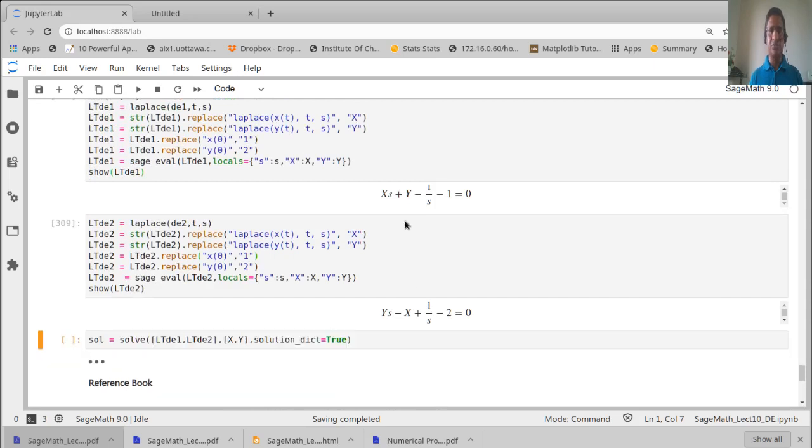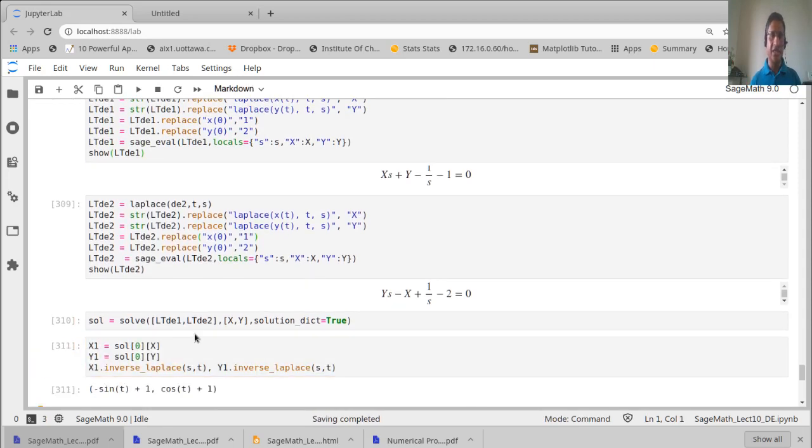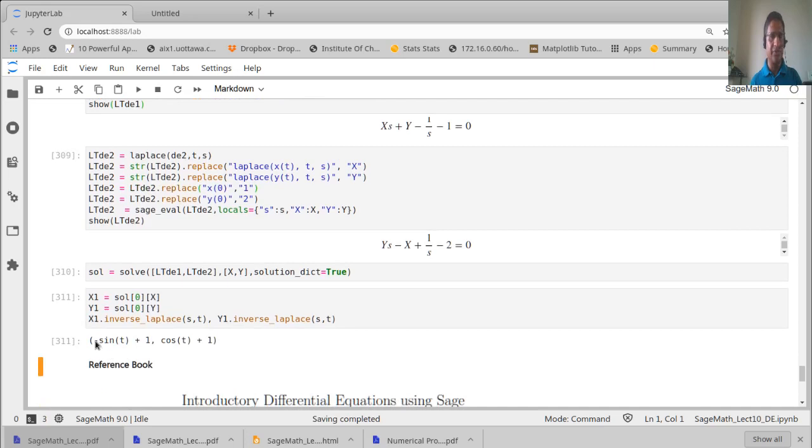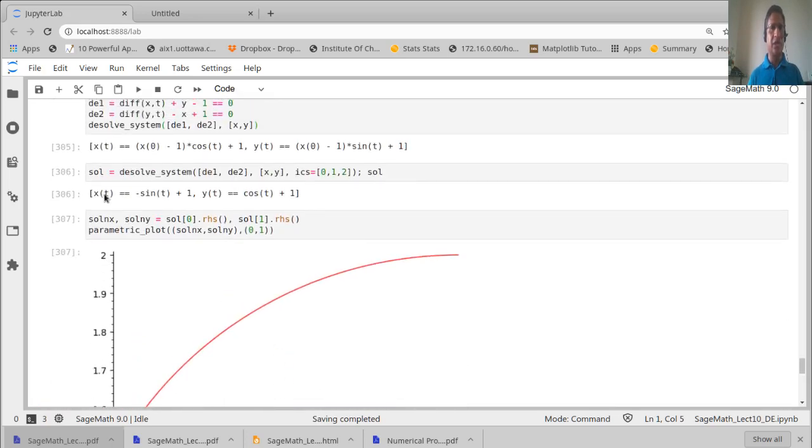Now you can solve these two equations simultaneously. So these are two linear equations in variables X and Y. So solve this for capital X and capital Y. Okay, now let us print the solution. Take the inverse Laplace transform of each of these. So the first coordinate here is 1 minus sin t, the second coordinate is cos t plus 1, and you can verify that's exactly what you would have got using the inbuilt function, right? So again we have verified solving this system of ordinary differential equations using Laplace transform.